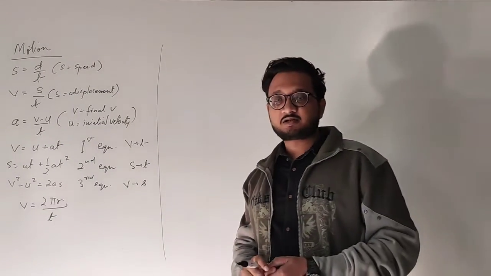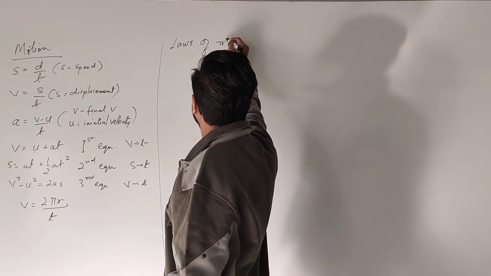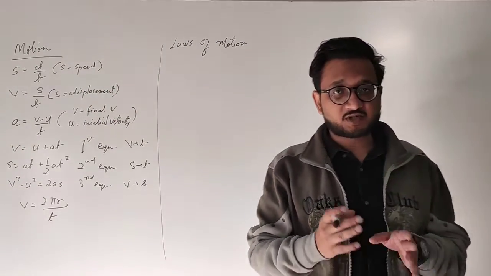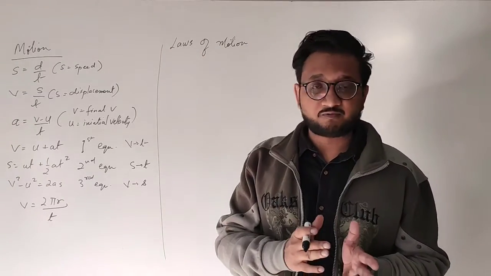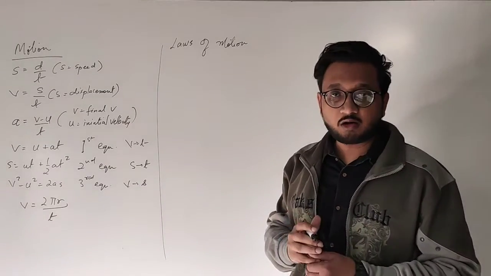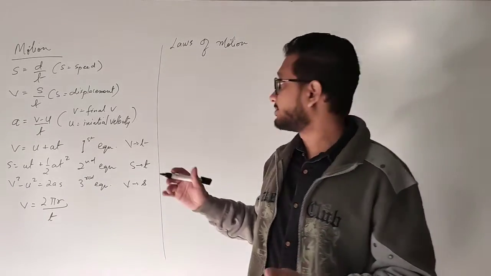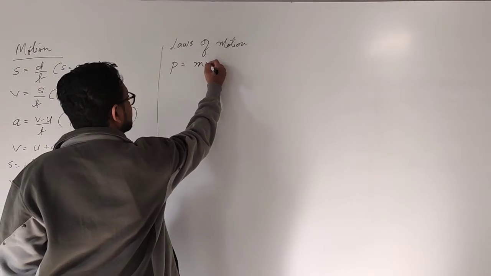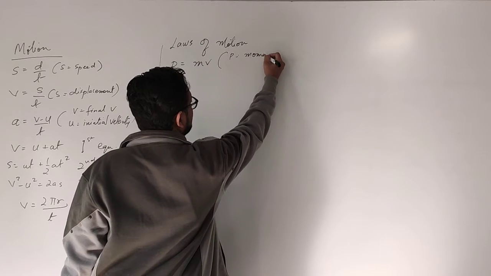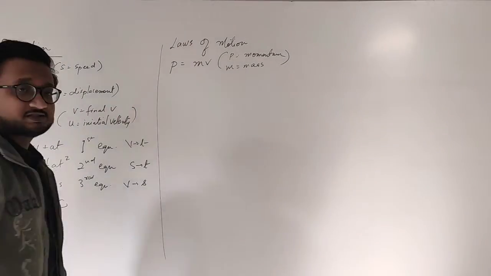The next chapter was laws of motion. So you have to remember the laws, but we know the first law did not have any formula. So in this video we are just focusing on the formulas. So the first law, which was the law of inertia, did not have any formula. But after that we studied about momentum, and momentum P is given as mass into velocity. Where P is momentum and M is mass of object. V, you already know, V is velocity.